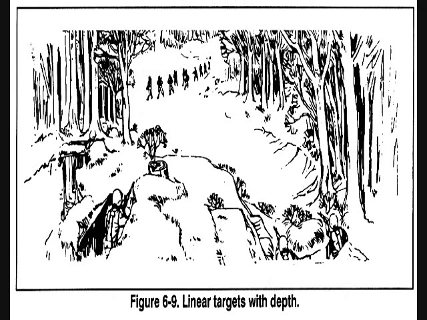B3. Linear targets with depth have sufficient width requiring successive aiming points in which the beaten zone does not cover the depth of the target area. A combined change in direction and elevation is necessary to effectively cover the target with fire. Traversing and searching fire is delivered at linear targets with depth.